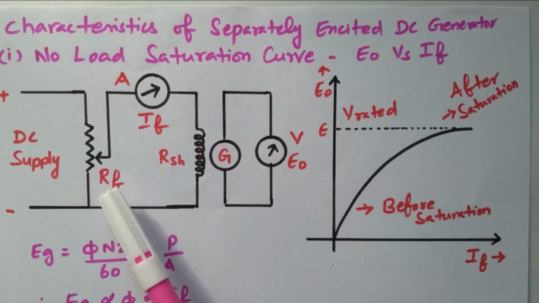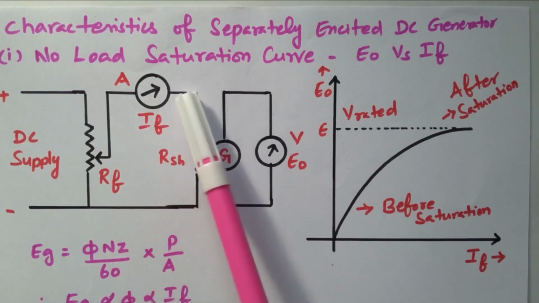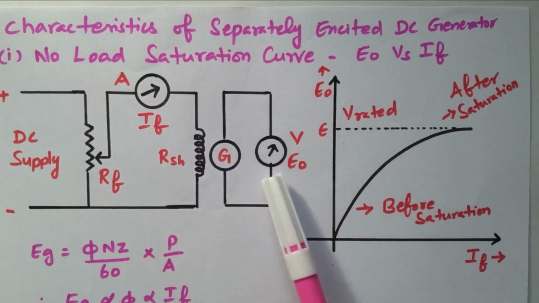So initially this rheostat is adjusted so that current flows through the field winding. The corresponding no load voltage will be read by the voltmeter.